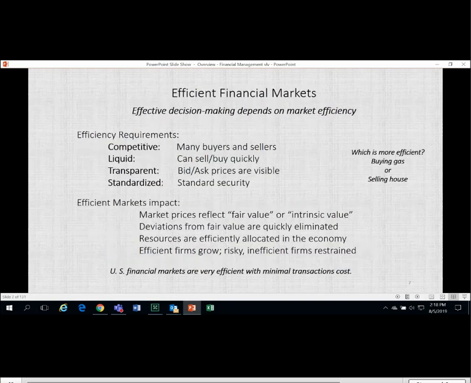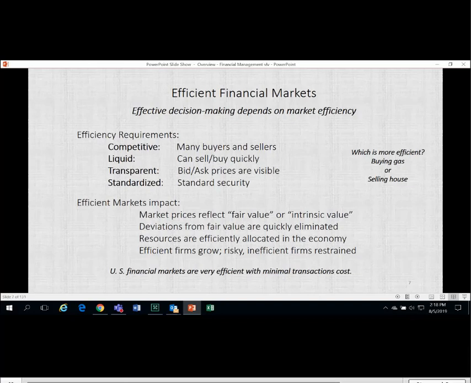Effective decision-making depends on what we call efficient financial markets. An efficient market has 4 basic requirements. First, it has to be competitive. There need to be many buyers and sellers. Second, it needs to be liquid. That is, you can buy and sell very quickly. Third, transparency. You know what bid and ask prices are. You can see them. You see the prices before you execute a transaction. And finally, standardized. There needs to be a standard security so that no one buyer or seller can monopolize the market.